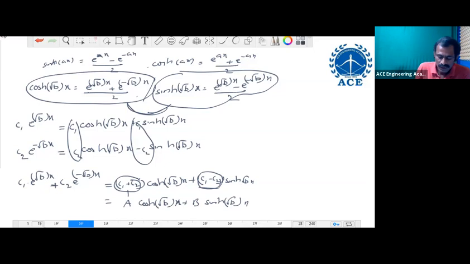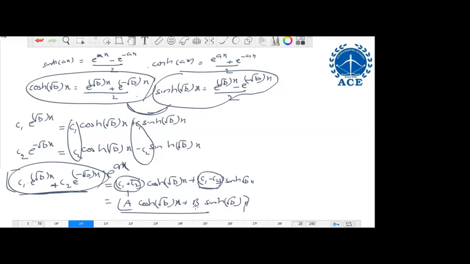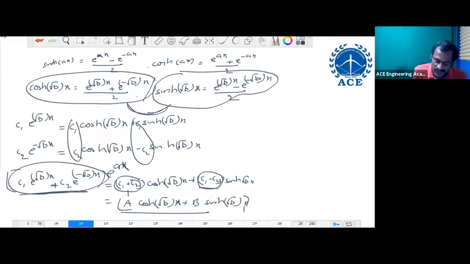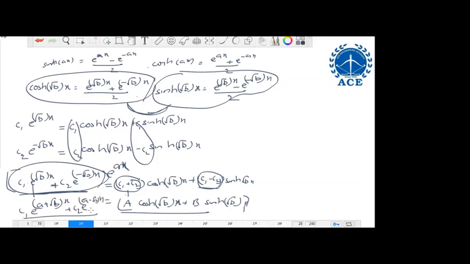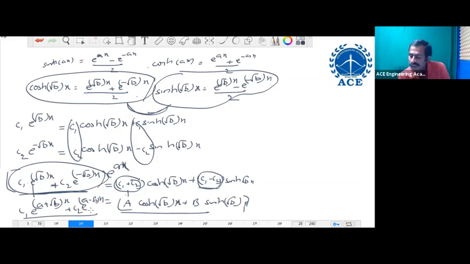Yes, sir. We can express this exponential like this, with e power ax. E power x is common from both, so we have e power x into c1. Because when you multiply with e power x, this becomes e power a plus root b x plus c2 into e power a minus root b x. Got it? Yes, sir. Only this doubt? Yes, sir.